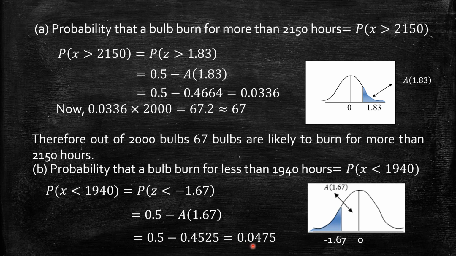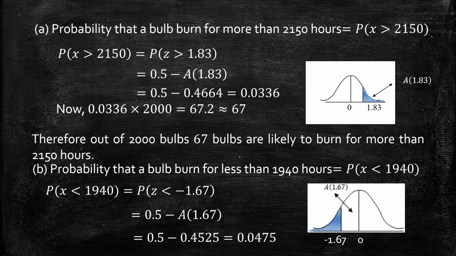Now if I want to use a calculator, this can be obtained just by using R, because R gives the value from 1.83 to infinity, any value to infinity. So R of 1.83, I will get directly this answer 0.0336. And P is nothing but from minus infinity to any point, so it is P, the letter P. P of minus 1.67, if I take P of minus 1.67, definitely I am going to get 0.0475. Both the options one can use, either using the standard normal table or by using a calculator.